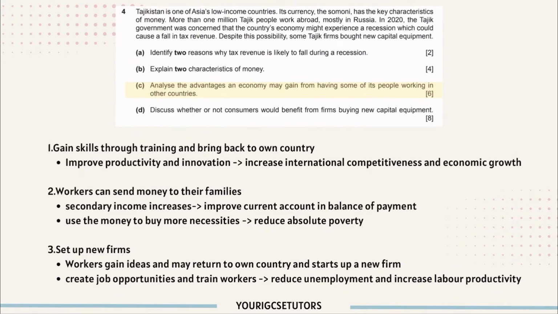Third, the workers can set up new firms. So they gain ideas in a foreign country and they can return to their own country and start up a new firm. So this will create job opportunities and train workers. So this reduces unemployment and increases labor productivity.